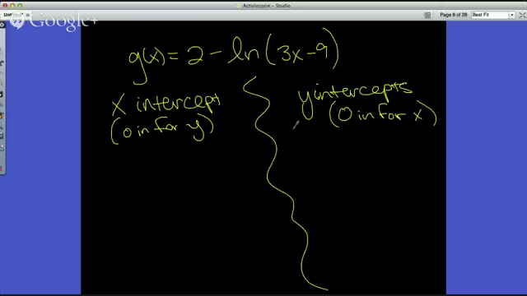That's not on a review anywhere. You just got to know that. So if I plug 0 in for y over here, this is what I have: 0 equals 2 minus ln of 3x minus 9. We'll look at that in just a second. That one's a little tougher.